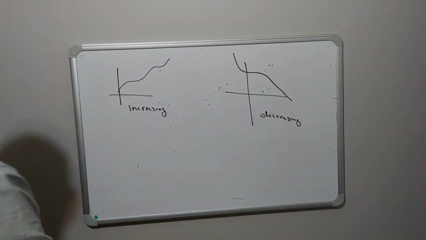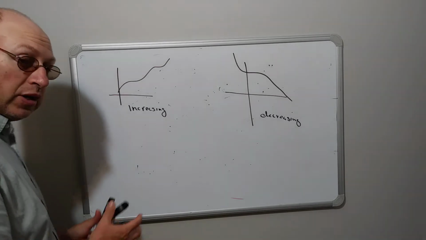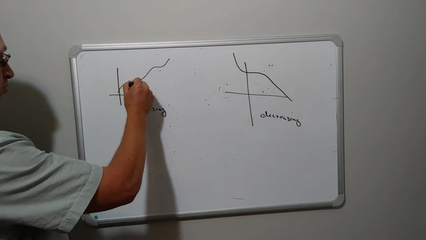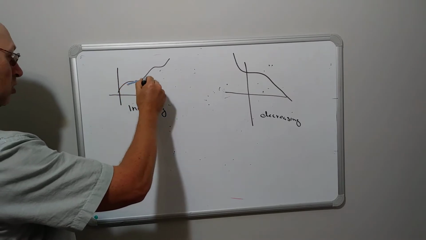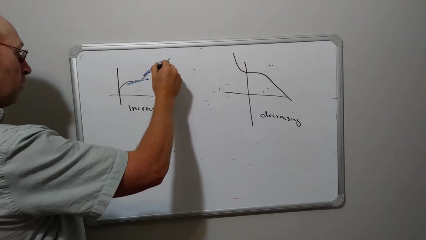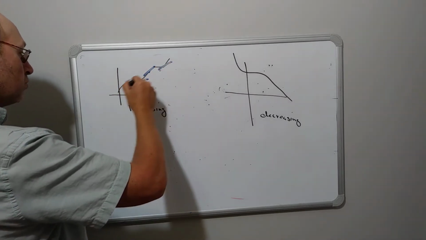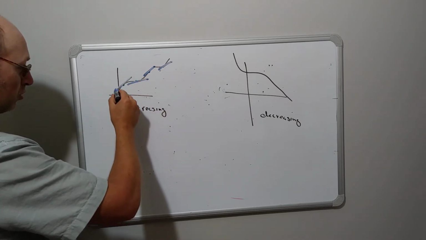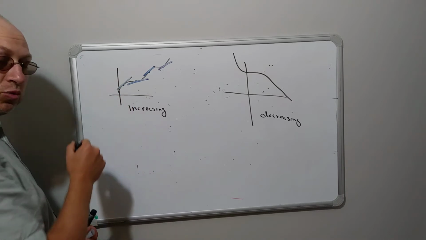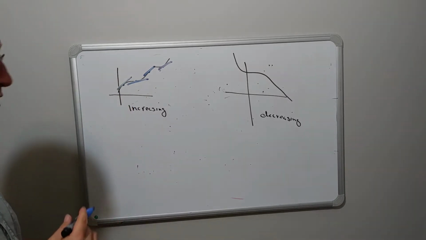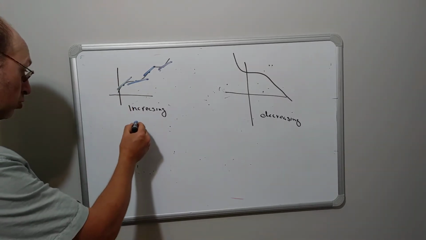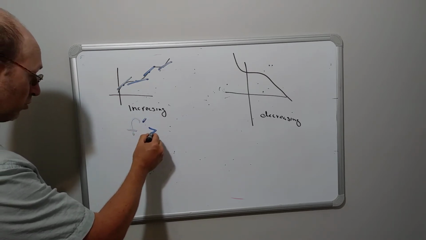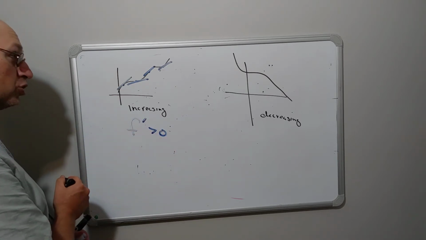Now, if you take a tangent line at every point of this graph, you'll see that the tangent line will have a positive or non-negative slope. The tangent lines go in the same direction as the graph. So the conclusion is that the derivative is greater than 0 when the function is increasing.